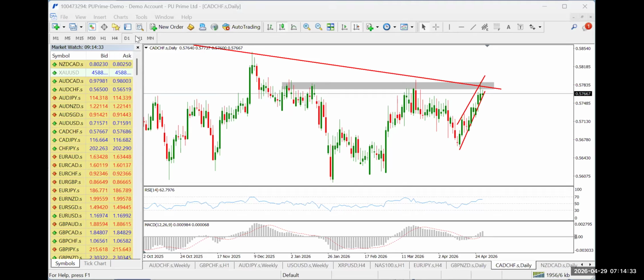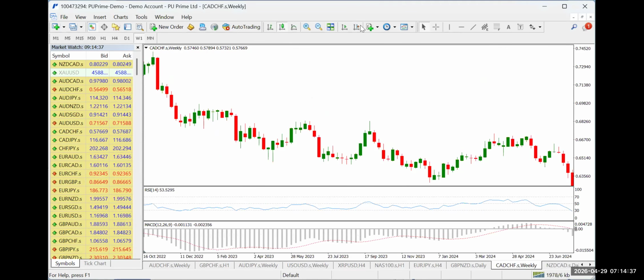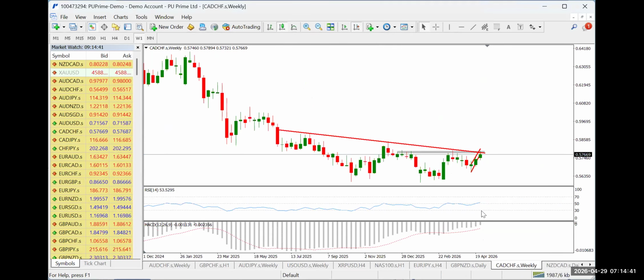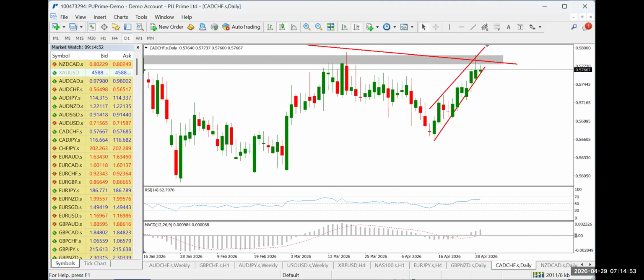Now, for the CAD CHF, price has been in an overall downtrend, right from the weekly time frame. The trend is overall bearish. You can see we have a bearish trend line moving downwards there. And the candle that closed yesterday closed as a rejection candle. That's on the daily time frame.